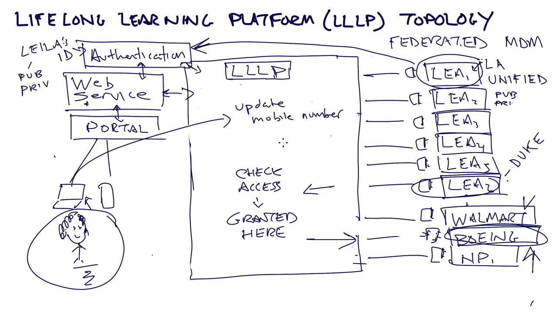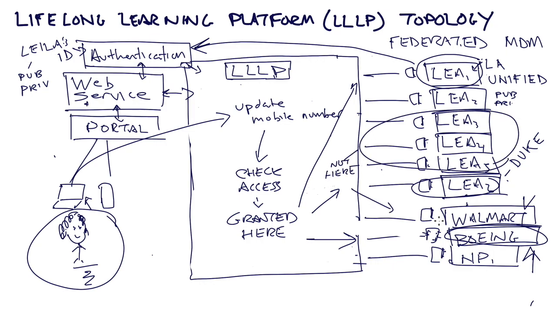Or if Layla chooses to update her personal information like home address and mobile phone number, and Boeing chooses to trust that information, her home address and phone numbers can be kept up to date with Boeing and any other entities that Layla chooses, but not in others that she chooses not to share information with.